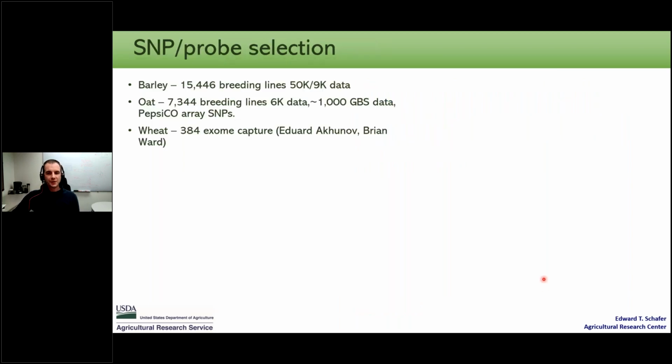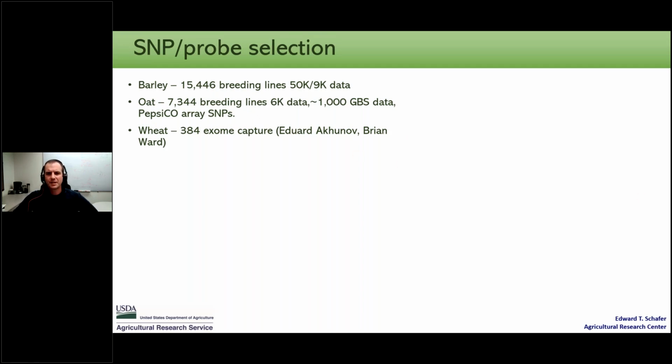All right, so I took advantage of the fact that the Fargo lab has already amassed a large amount of genotyping data, especially for these arrays. So I went into our records and I pulled out all the relevant breeding material and put together an integrated file for SNP picking. I was able to find over 15,000 breeding lines in barley that have the 50K or the old 9K array information. I was able to find about 7,000 breeding lines in oat that had the 6K array information, and I supplemented that with about 1,000 lines with GBS data. I was also given access to a proprietary Illumina array that PepsiCo had made, so that was really nice.